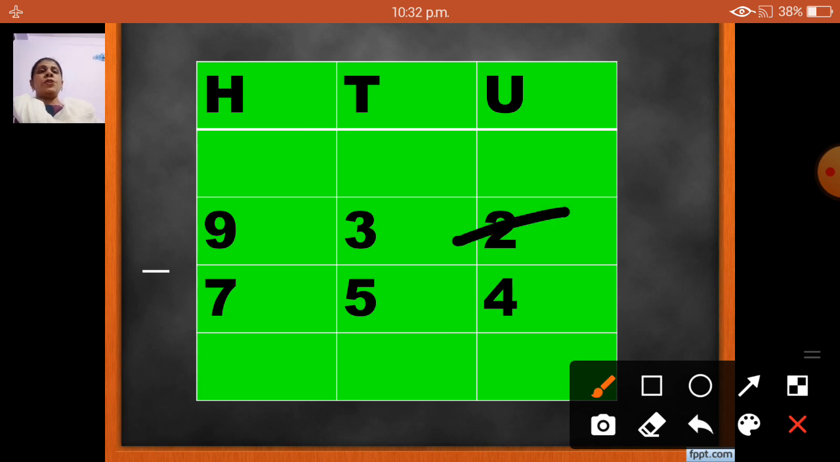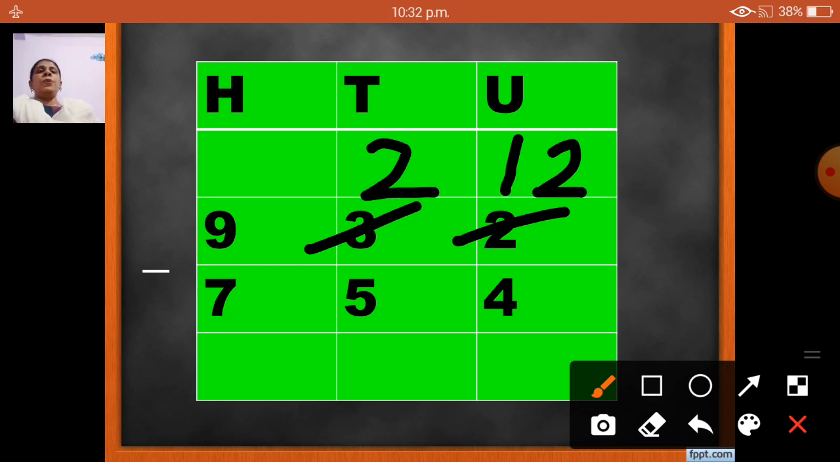So we will cut this 2 and we will make it 12. Okay. Now from where did I get this one? I borrowed from 3, so I will make this 3 a 2. Now 12 minus 4. After 4: 5, 6, 7, 8, 9, 10, 11, 12. I got my answer 8. 12 minus 4 is 8.